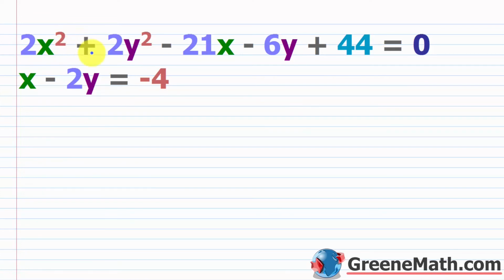So we have 2x squared plus 2y squared minus 21x minus 6y plus 44 equals 0, and x minus 2y equals -4. So the strategy here is going to be to solve this linear equation for one of the variables and then plug in to this top equation that's not linear.